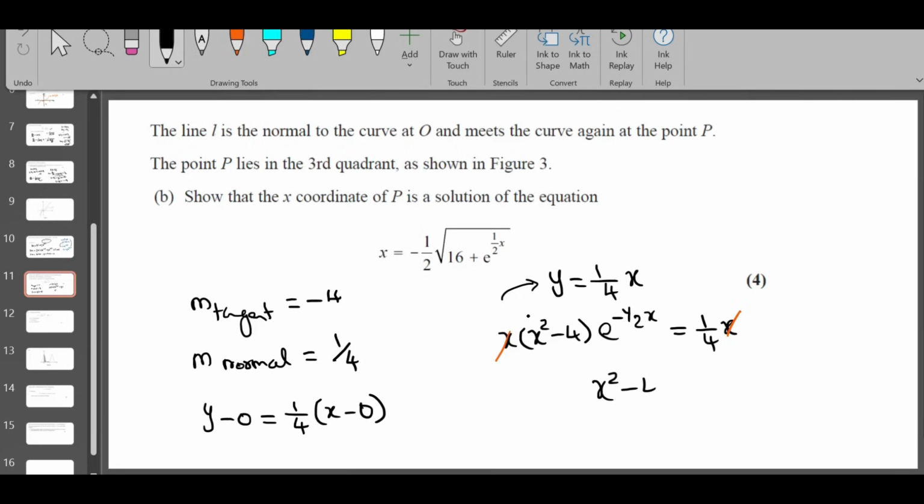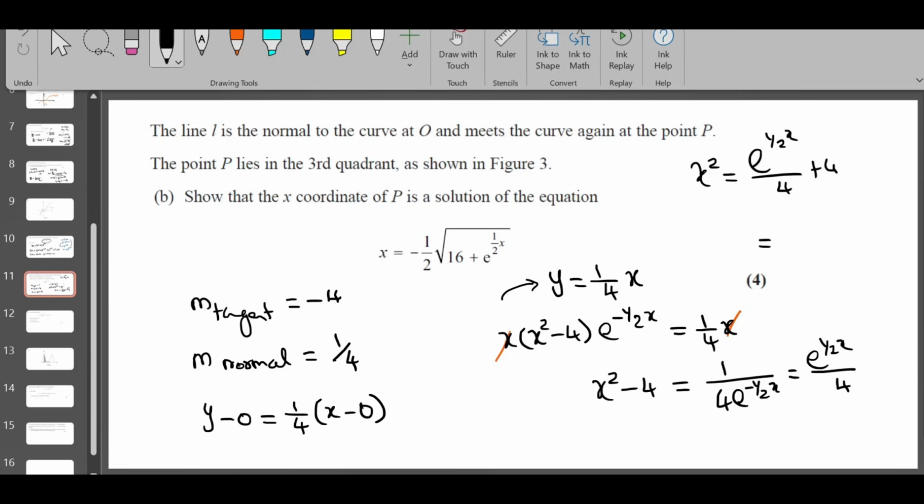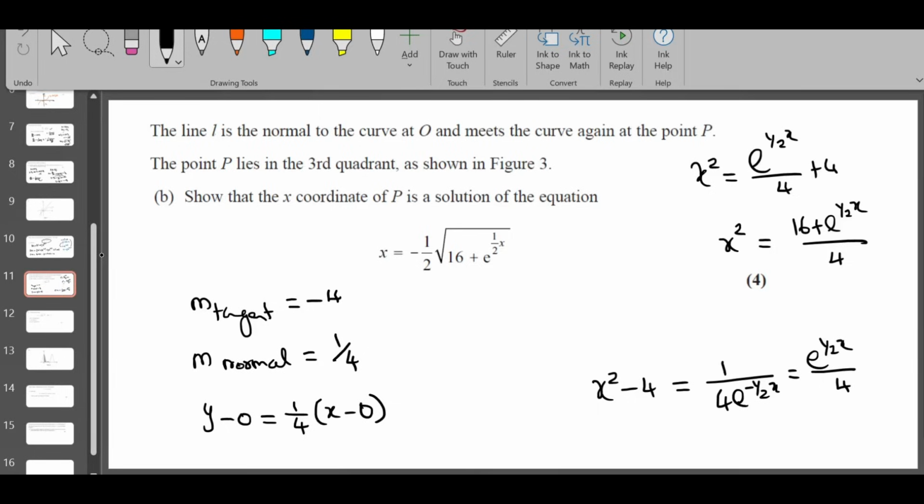You will get x square minus 4 is 1 divided by 4 e power minus half x, or bring it to the top, e power positive half x divided by 4. Bring the minus 4 this side, you will get x square is equal to e to the power half x divided by 4 plus 4. Put it as a single fraction, 16 plus e power half x divided by 4, that's x square. Wait, are we missing something here? No. Now x will be plus or minus square root of this.